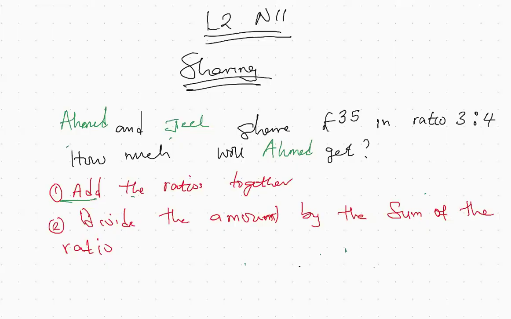Can you see the first thing? The steps are there. You add the ratios together, 3 plus 4, that gives you 7. Then 35 divided by 7 gives you 5. 5 times 3 is 15, and 5 times 4 is 20. So that means that Ahmed will get 15 pounds. Thank you.